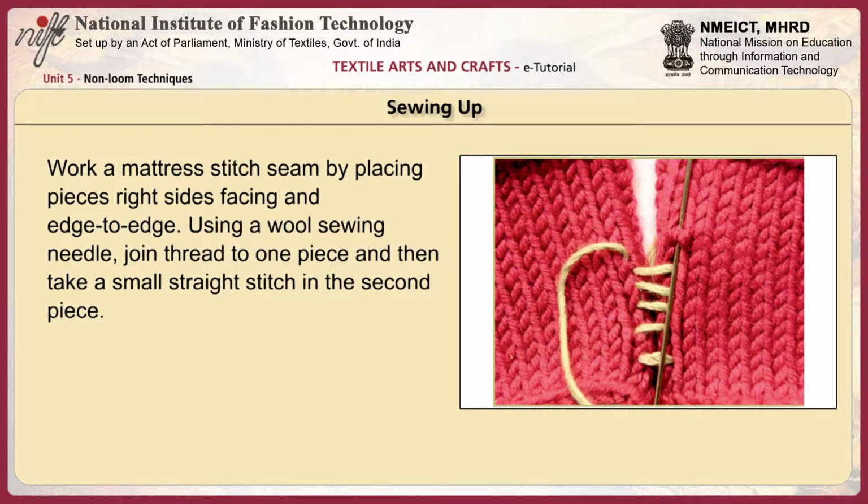Work a mattress stitch seam by placing pieces right sides facing and edge to edge. Using a wool sewing needle, join thread to one piece and then take a small straight stitch in the second piece. Take the needle back to the same position as it came out of piece 1 and make another straight stitch in piece 1. Work back and forth as illustrated, pulling the thread up regularly to close the gap between the pieces. This seam enables edges and patterns to be matched very precisely and is reasonably flat, retains elasticity and won't give bulky seams.